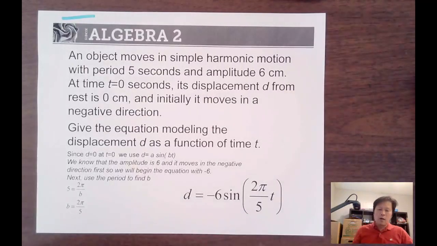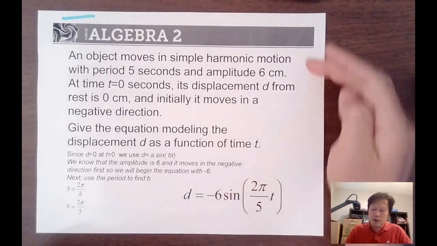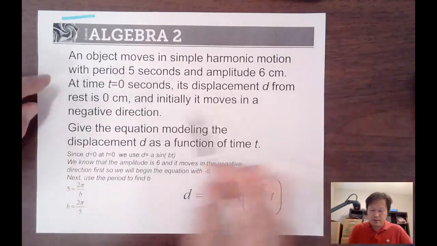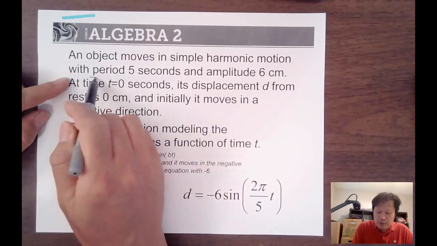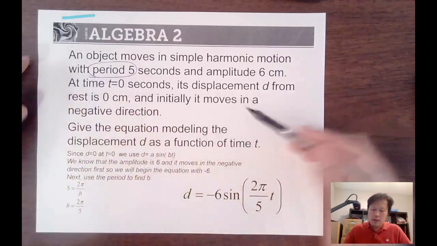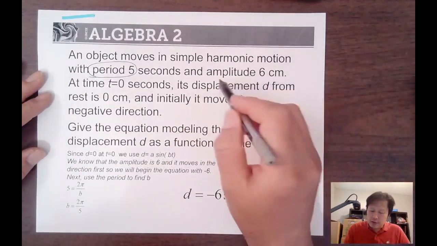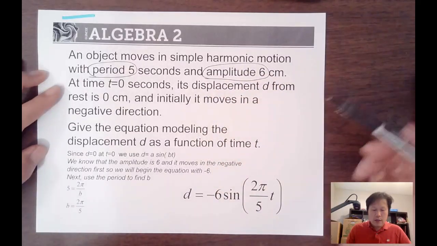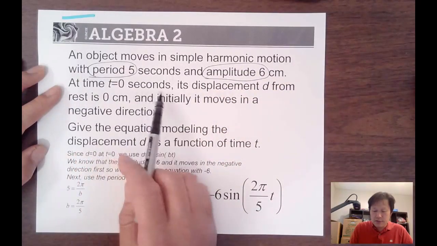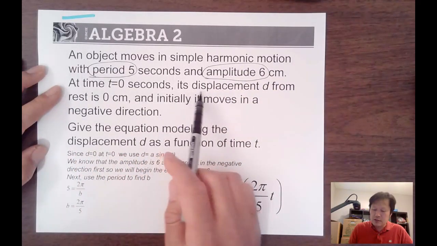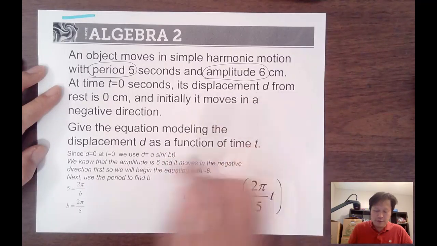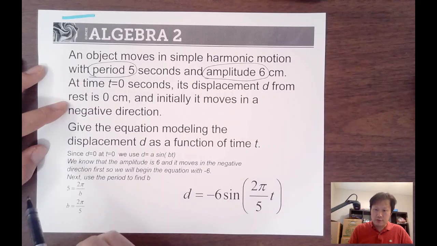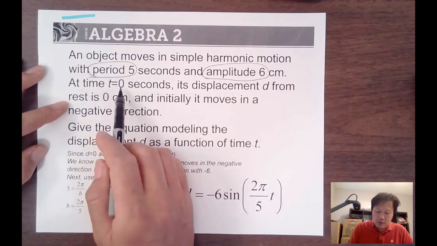An object moves in a simple harmonic motion with a period of 5 seconds. Okay, super important: period 5 seconds, and amplitude 6 centimeters. Amplitude is 6. Super important as well: at time t equal to 0 seconds, its displacement d from rest is 0 centimeters. Very, very important. They said when t equals 0, d equals 0.